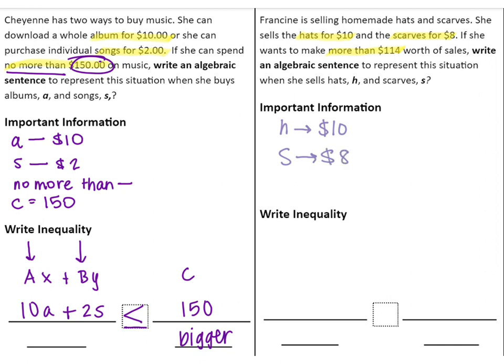Okay, she wants to make more than that C amount, which is $114. First thing we want to do is write our inequality in AX plus BY equals C form. So I'm going to have 10 times the number of hats plus 8 times the number of scarves. And then over here, I have my 114.